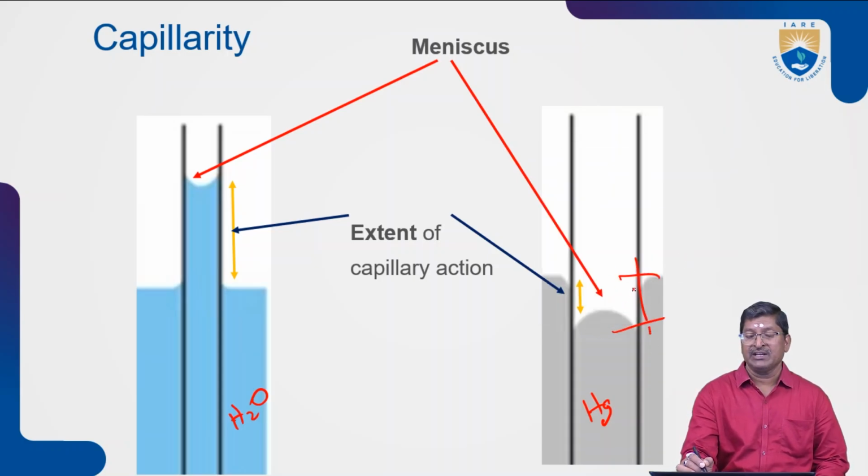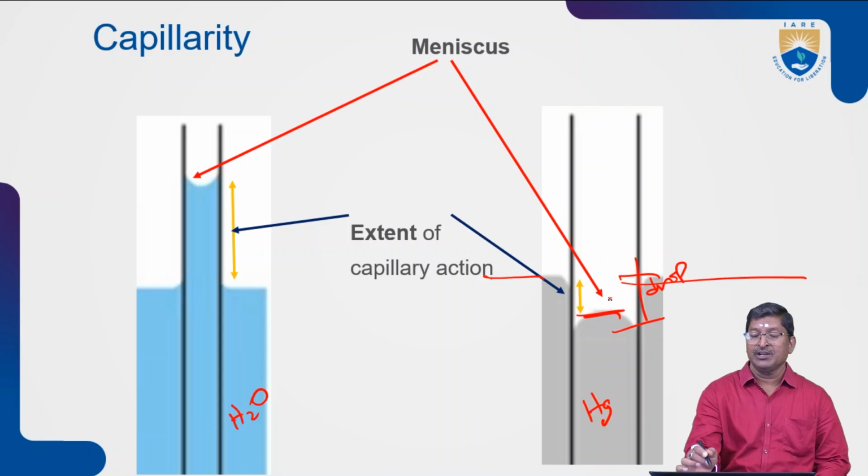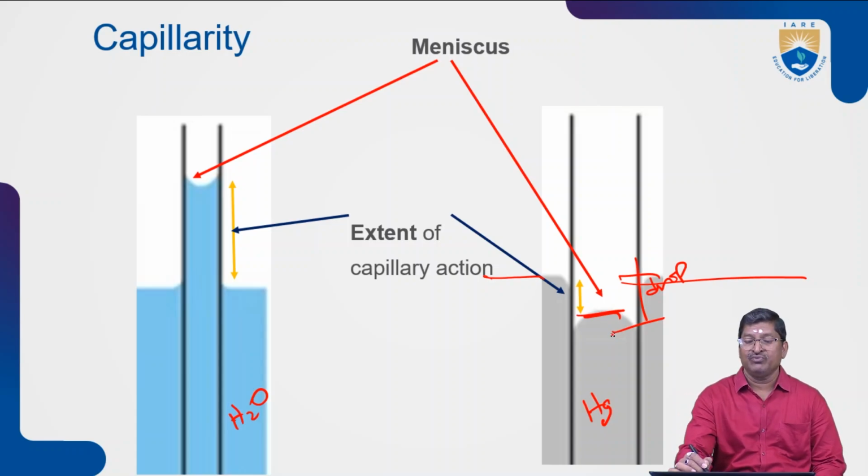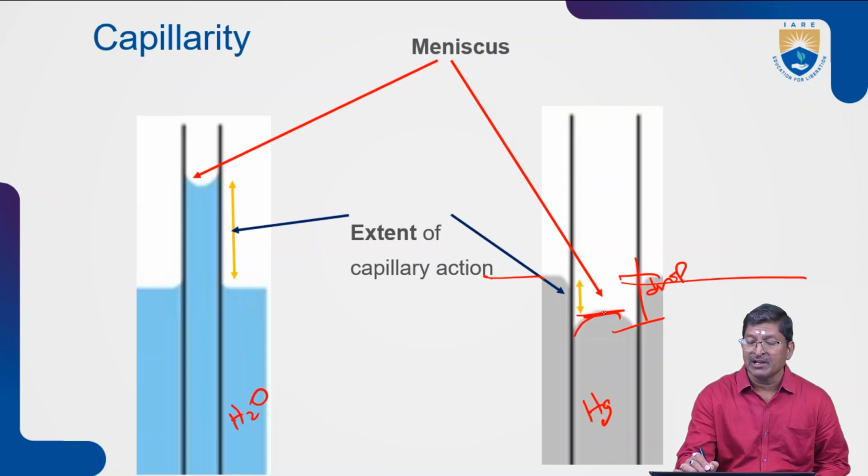Whereas for mercury we can see here, from here to here, there is a drop. You can see the drop in the level. Actually the level of the mercury is this one, but inside the tube it has lowered. This drop is also capillary action. Why? Because here there are more cohesive forces compared to the adhesive forces. Because of more cohesive forces, it will attract its own particles compared to the glass molecules. That's why it will have a shape like this.